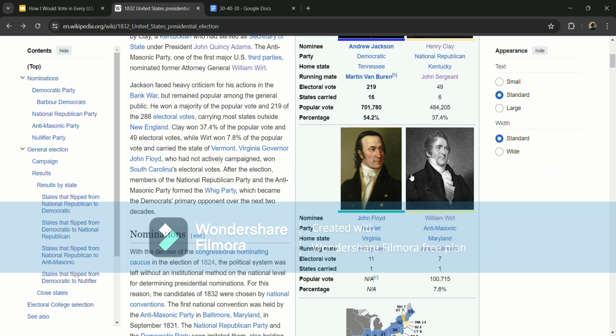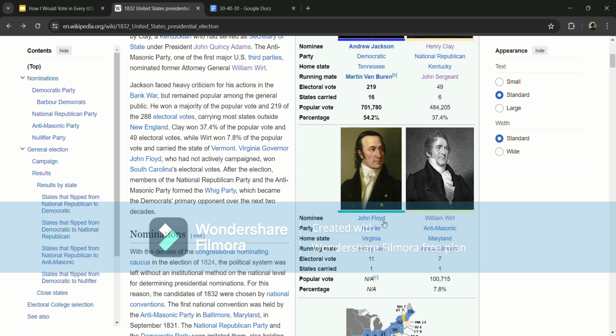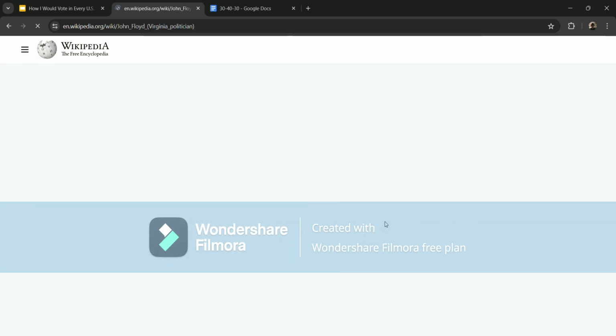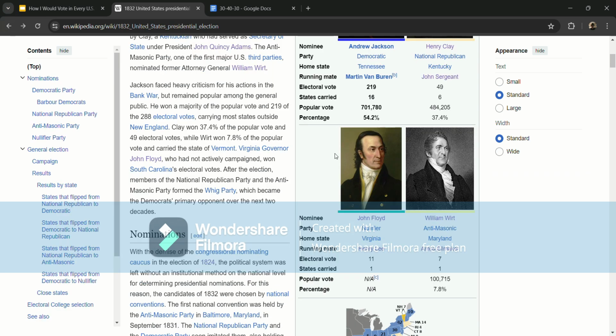And then we have John Floyd, as you can see here, who is part of this party called the Nullifier Party. He was governor of Virginia for a time. Yep. Was in the House of Representatives for a little while. So he has a good chunk of experience there, but he wasn't necessarily actually running for president. And as you can see here, this is a good explanation of it. Floyd did not appear on the ballot in any states that chose his electors via a popular vote. His electoral votes were awarded by the South Carolina state legislature.